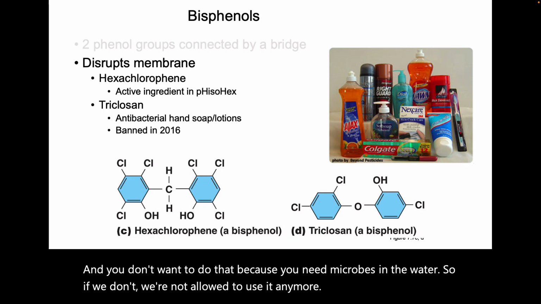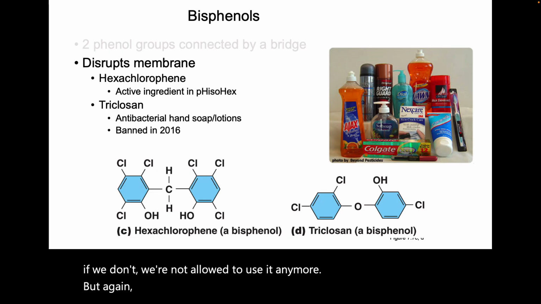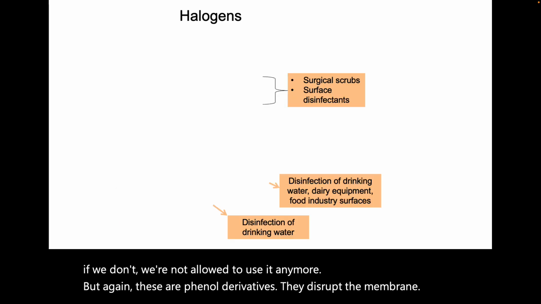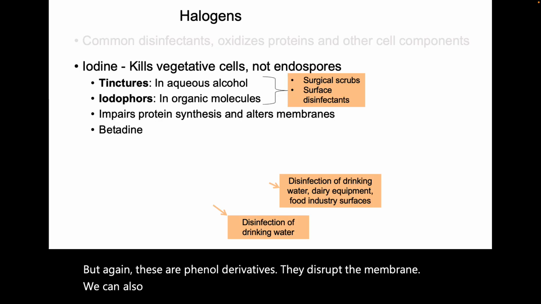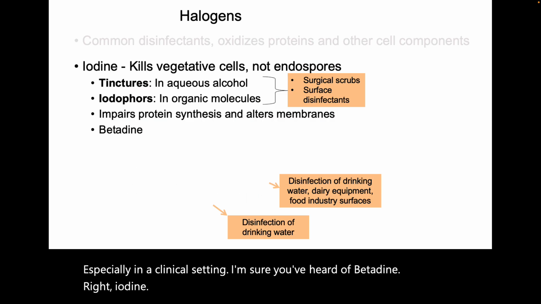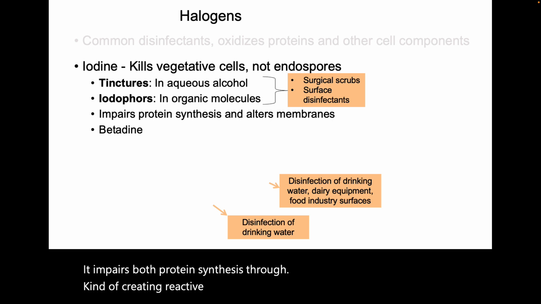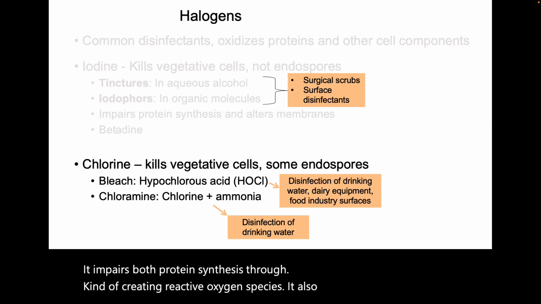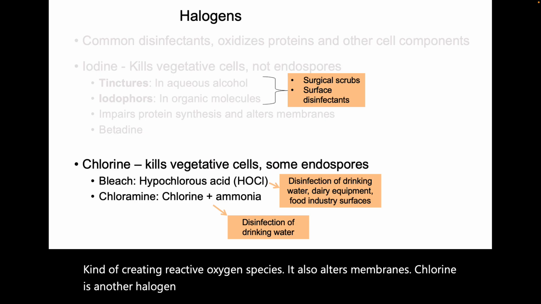But again, these are phenol derivatives. They disrupt the membrane. We can also use things like halogens. Iodine is pretty common, especially in a clinical setting. I'm sure you've heard of betadine, right, or iodine. It impairs protein synthesis through kind of creating reactive oxygen species. It also alters membranes. Chlorine is another halogen, which we just talked about in the context of pools.